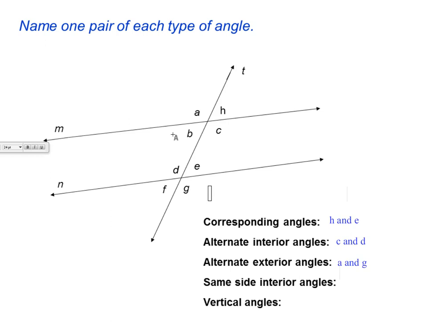Same side interior, these are our interior. B and D are both on the same side of that transversal. So those are same side interior. And then vertical angles, they're just angles across from each other. When you have two lines intersecting, the angles across from each other like D and G, those are congruent. They are vertical. I hope that helps.